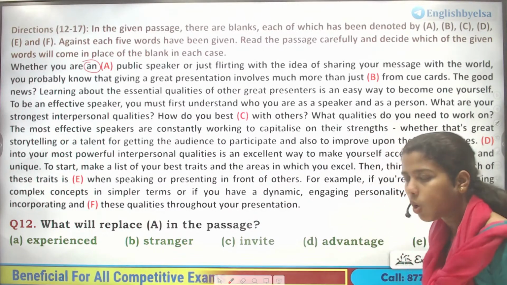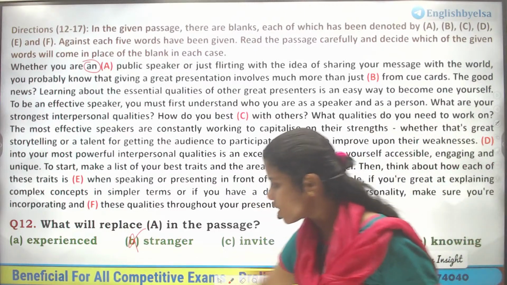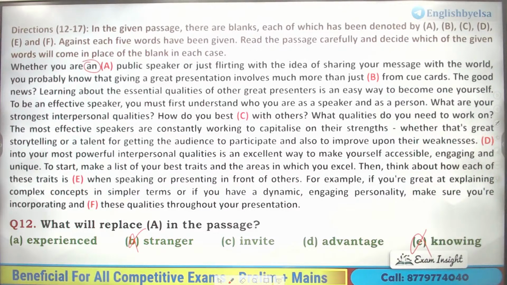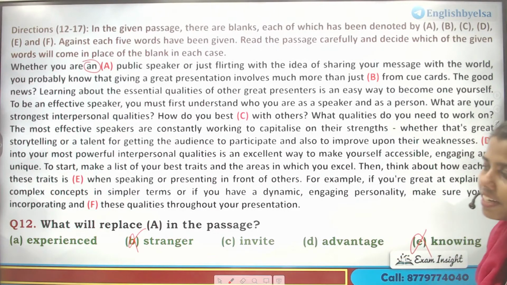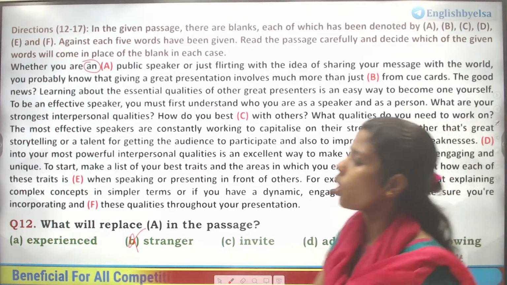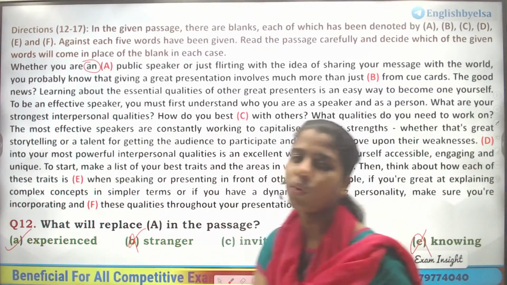When I look at the options, I can eliminate option B. I can eliminate option E also. There are 3 options remaining: experienced, invite, advantage. According to the sentence, what should it be? Yes, option number A is the correct answer for question number 12.